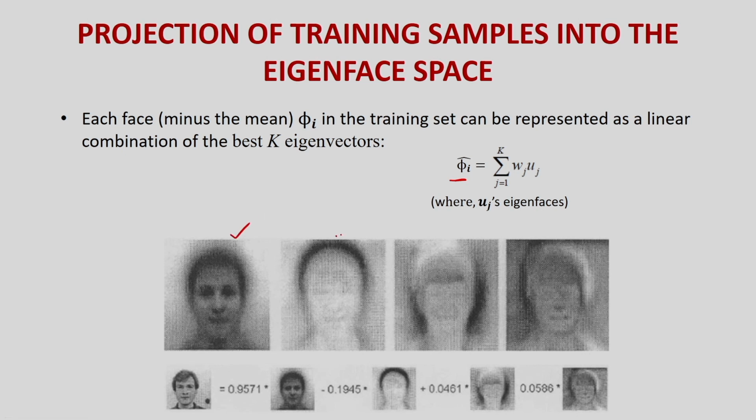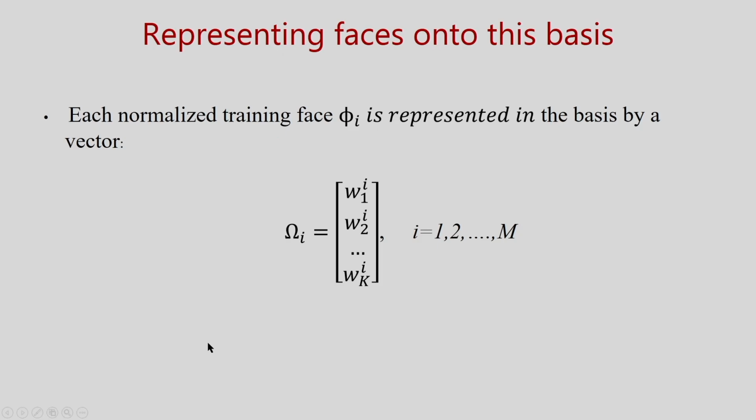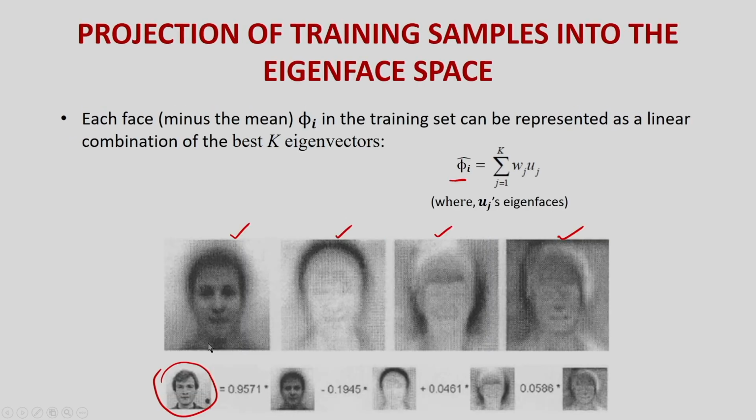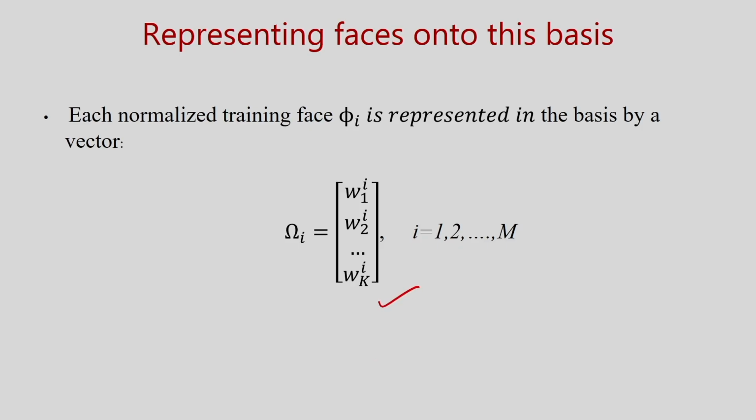So, I have the eigenfaces like this. From the eigenvectors I can determine the eigenfaces. This is our eigenfaces. Each face is represented as a linear combination of the k best eigenvectors. If you see this slide, these are my weights. This is my weight vector, and this is my weight vector, representing faces onto this basis.